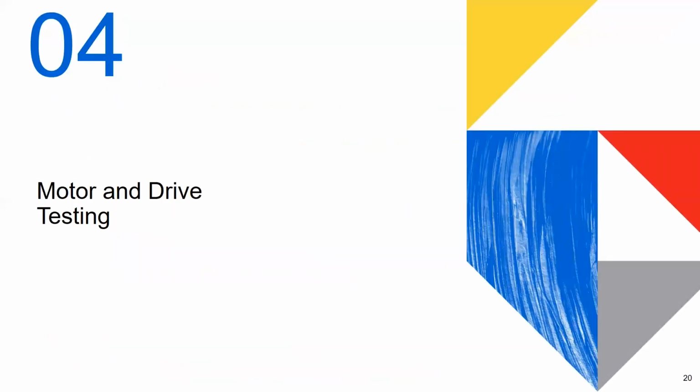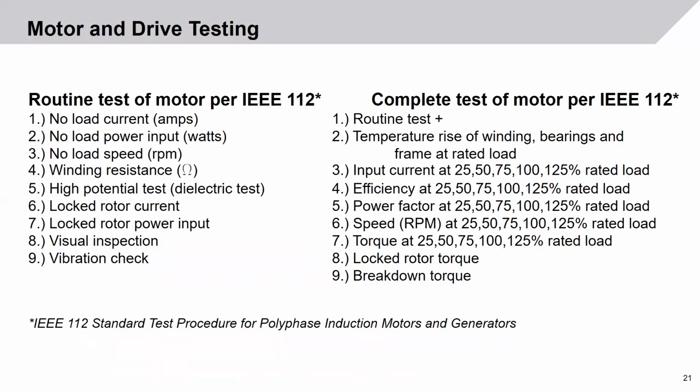Motor and drive testing. So motor testing is predefined by IEEE 112, which is the standard test procedure for polyphase induction motors and generators. A motor, as it's going through its routine test, will go through a no load current, no load power, and speed. They will measure the winding resistance in ohms. They'll go through a high potential test, a locked rotor current and locked rotor power input test, get a visual inspection, and then have a vibration check.